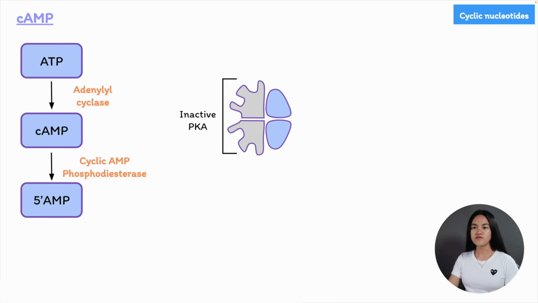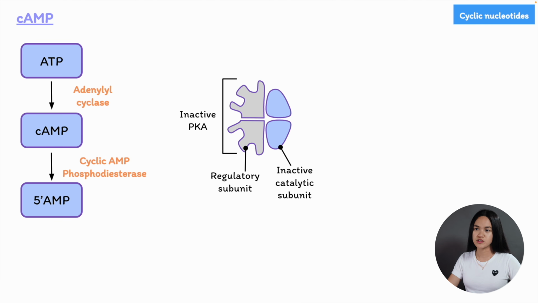This variety is one of the reasons why cyclic AMP can have so many different effects in different situations. PKA, protein kinase A, works by phosphorylating other proteins, and it functions as part of a complex with 4 other molecules. Let's break this down. 2 of the parts of this complex are called regulatory subunits, while the other 2 are called catalytic subunits. When the catalytic subunits are linked to the regulatory subunits, they stay inactive because they don't have any kinase activity. When cyclic AMP comes into play, this all changes.